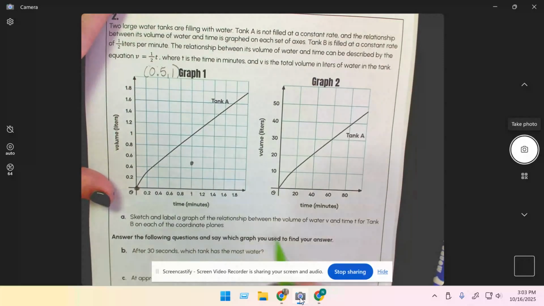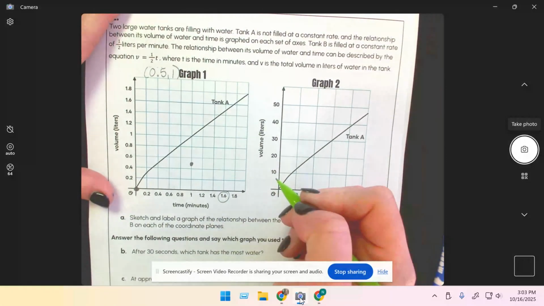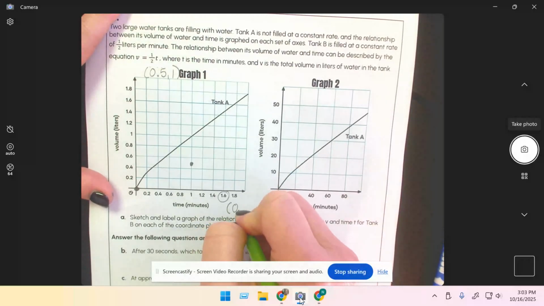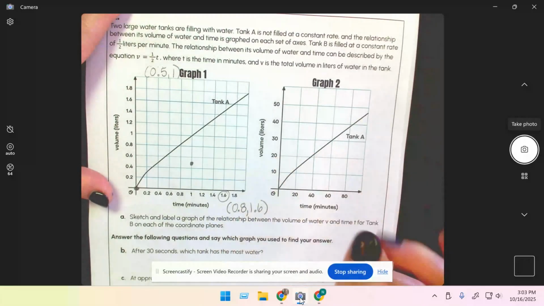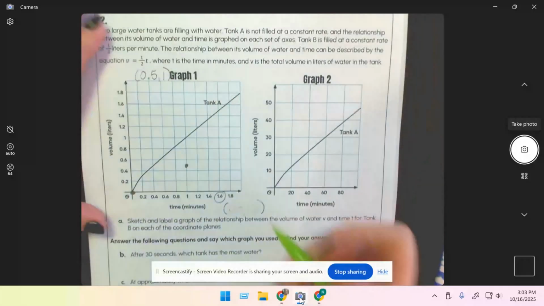All right, if I do it again, and maybe I'm just going to pick this point right here, 1.6. Thinking about what's half of 1.6, 0.8. So this would be another point. And I just noticed I wrote those points backwards. I am so sorry.